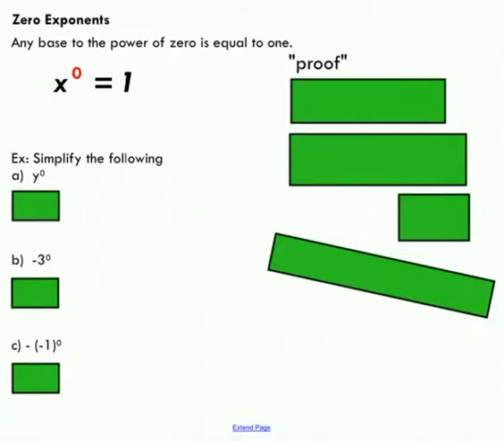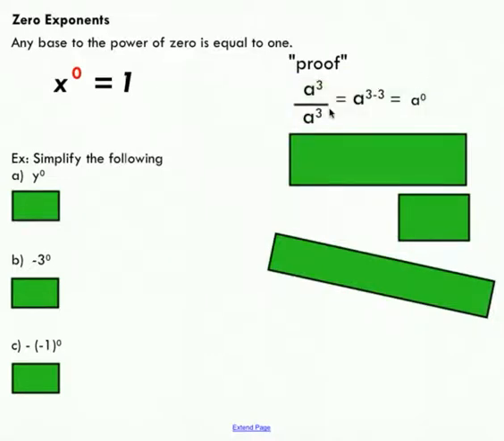All right, zero exponents. These things are kind of strange. In general, any base to the power of 0 is equal to 1. I'll give you a quick "proof." This is proof in quotes because it's not a formal proof. It's more of an example. But I just want to look at, for example, a to the power of 3 over a to the power of 3.